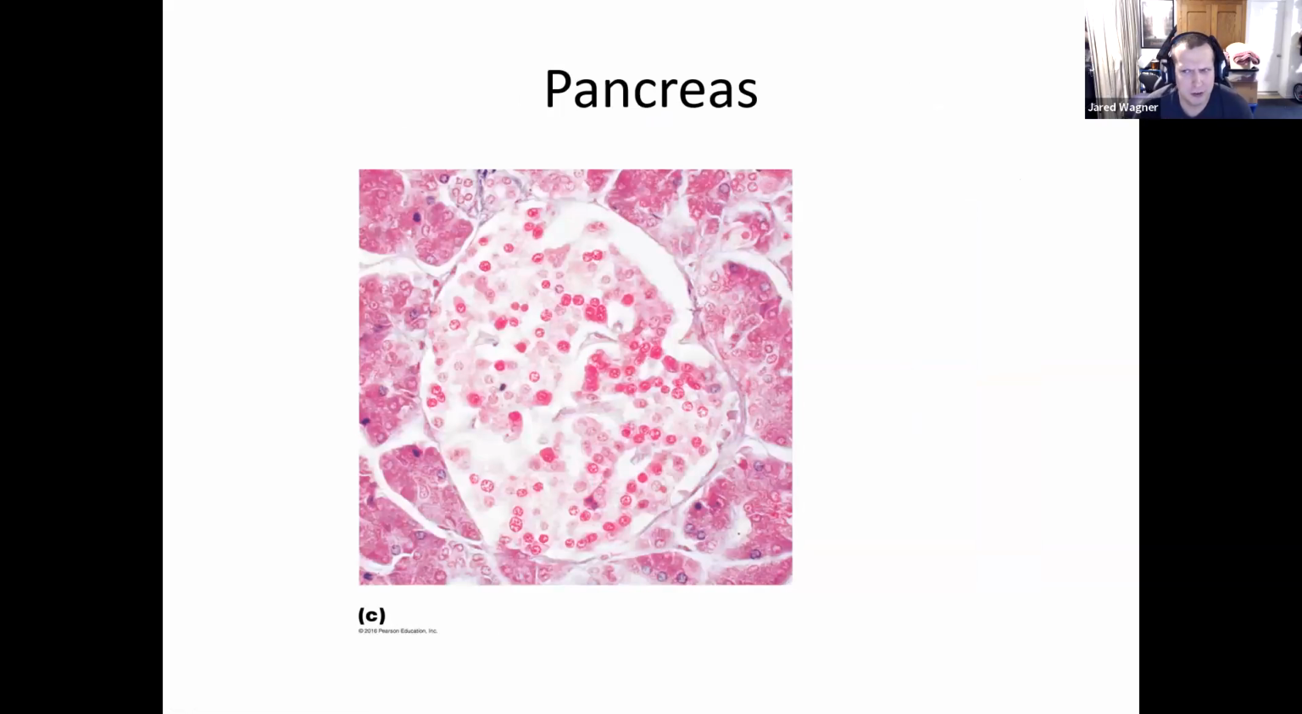Usually the slides are a little bit darker, more of a bluish or purple color, but you'll still see darker, denser tissue surrounding a little island, thus pancreatic islet, of lighter color tissue in the center. So once again, that's going to be pancreas if you see something that looks like that.